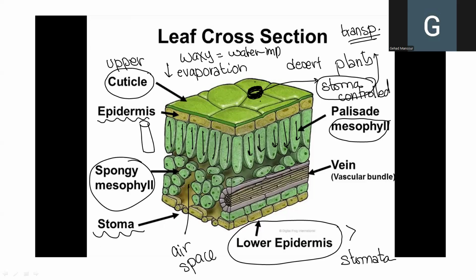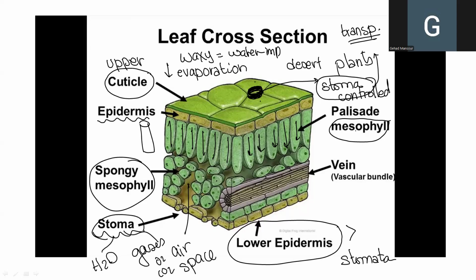So the airspace or the air chamber lies behind the stoma, and this indicates that the stoma is not only a passageway for water vapor or water in general, but it is also a passageway for gases like oxygen and carbon dioxide. And of course, we can say in general that the stoma is a passageway for gases because most of the water that passes through the stoma is in the form of water vapor.